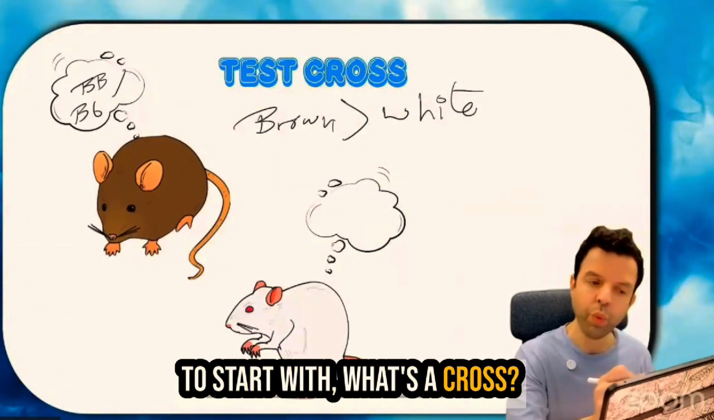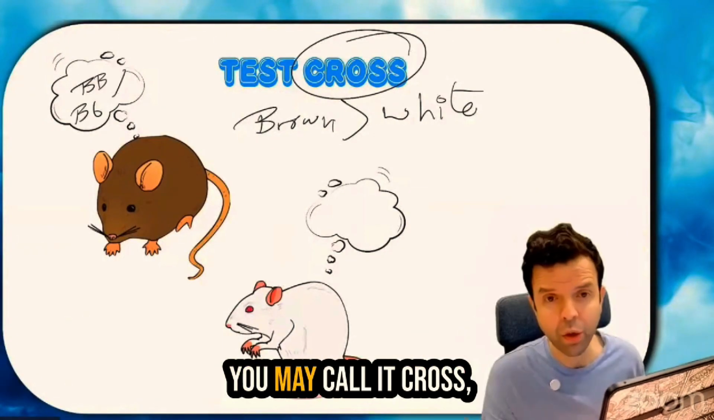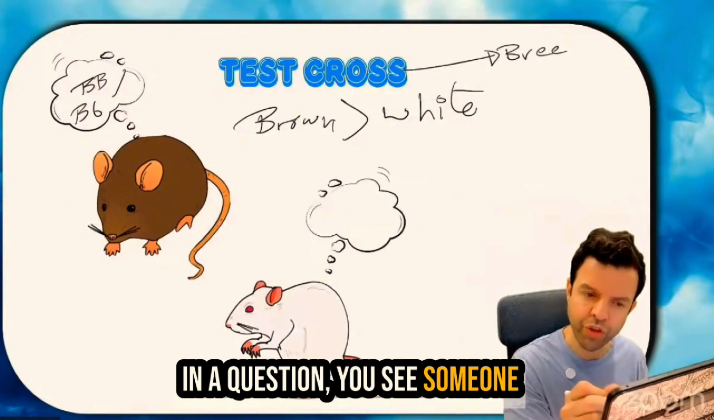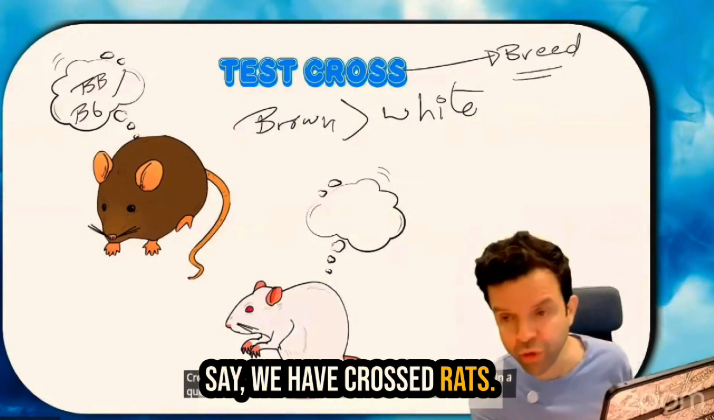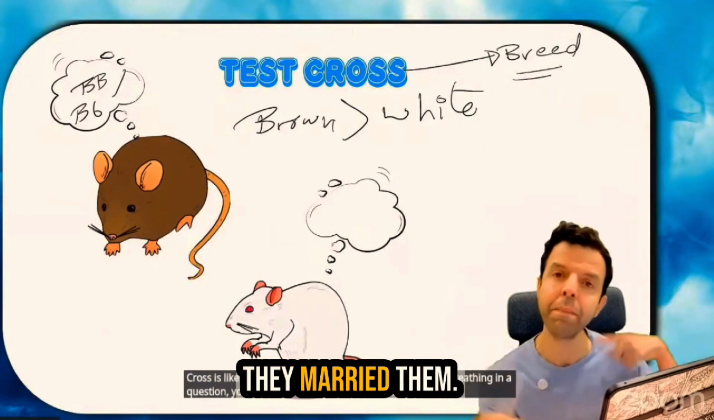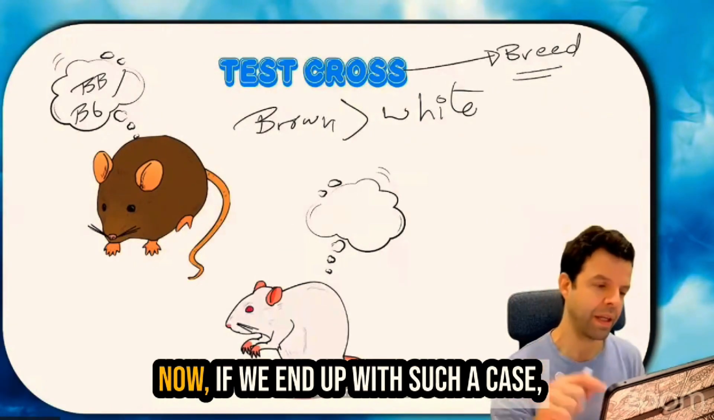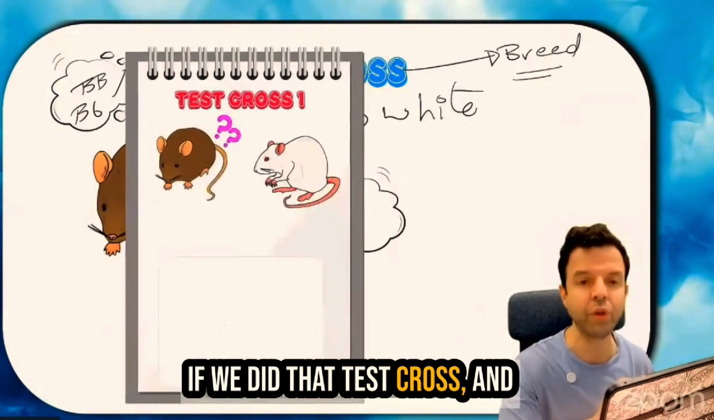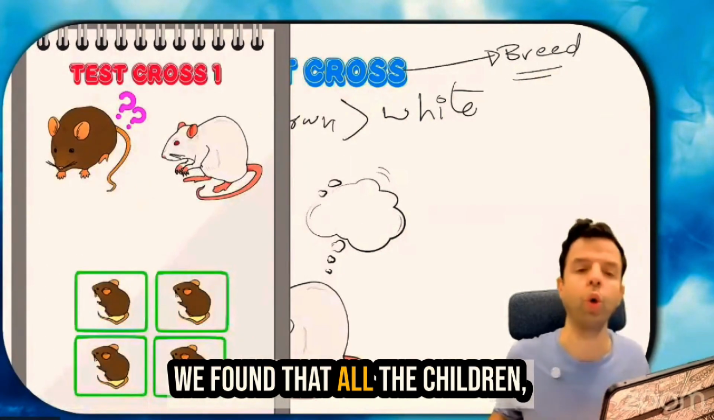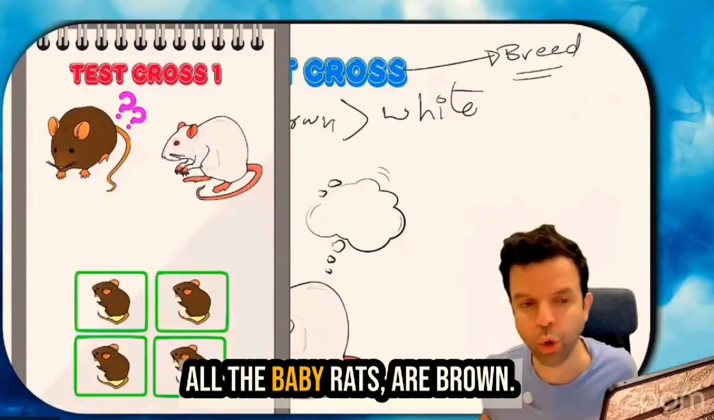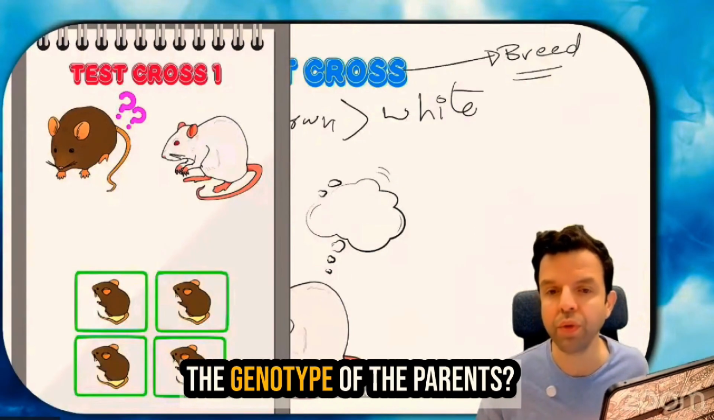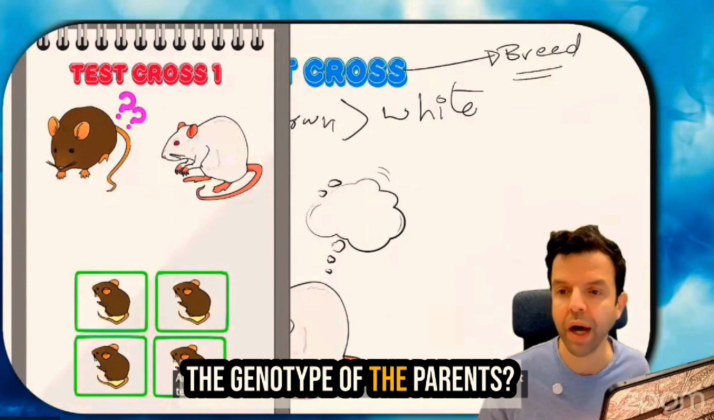To start with, what's a cross? A cross is like marriage. You may call it cross, you may call it breeding. In a question, you see someone say, we have crossed rats. Crossing means they married them, they bred them together. Now, if we did that test cross and we found that all the baby rats are brown, what does that tell you about the genotype of the parents?